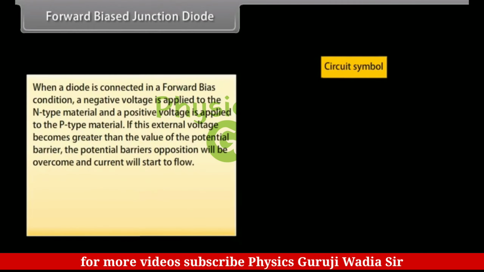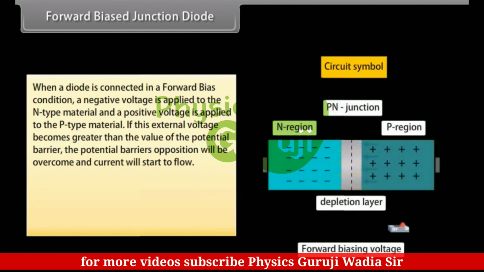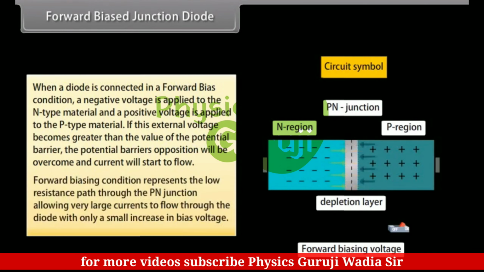Forward-biased junction diode. When a diode is connected in a forward bias condition, a negative voltage is applied to the n-type material and a positive voltage is applied to the p-type material. If this external voltage becomes greater than the value of the potential barrier, the potential barrier's opposition will be overcome and current will start to flow. Forward biasing condition represents the low resistance path through the p-n junction, allowing very large currents to flow through the diode with only a small increase in bias voltage.